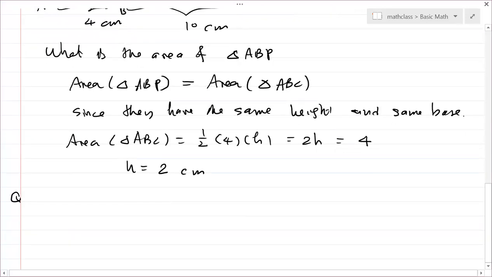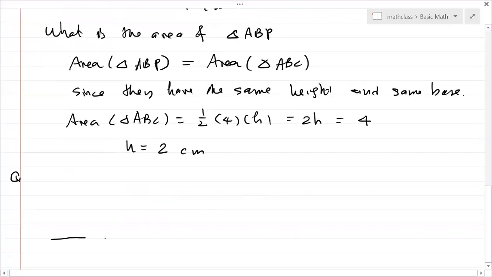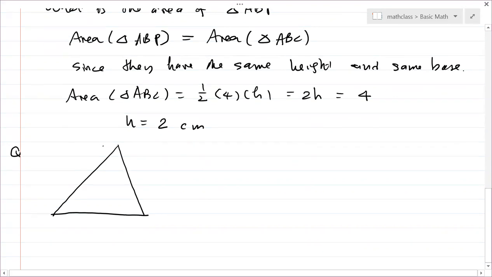Okay, the next one is a little bit tricky here. I have a triangle. Actually, there are 2 triangles here. Here's 2 centimeters. Here's 4 centimeters. I know this side is 4 square centimeters. My question is, what is the area of this triangle?